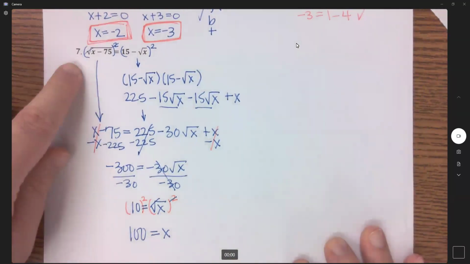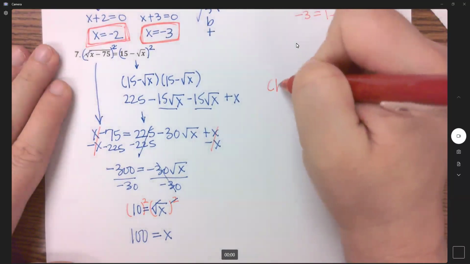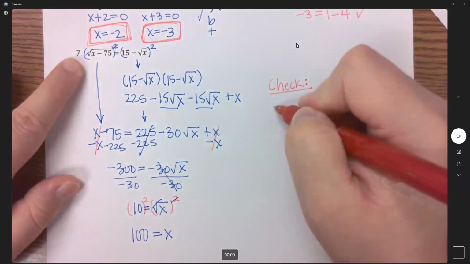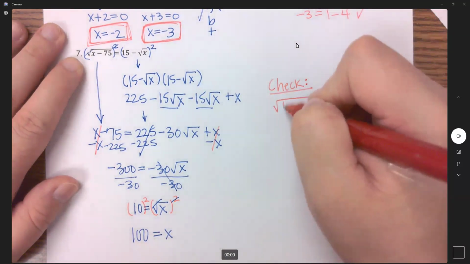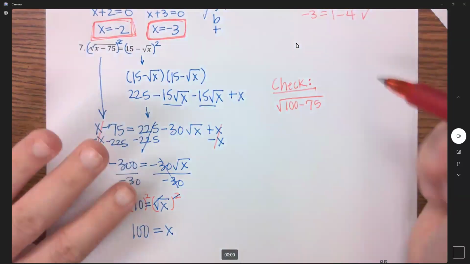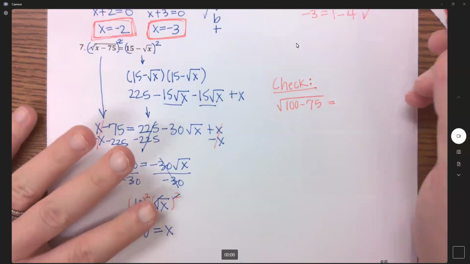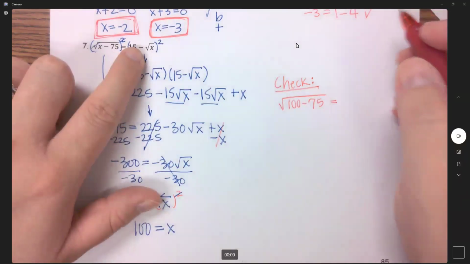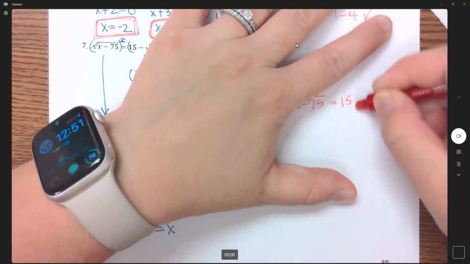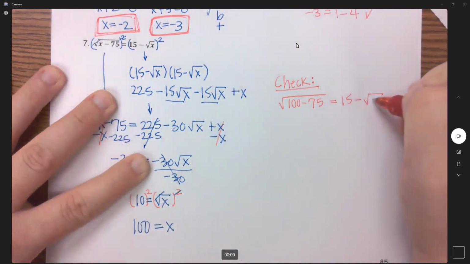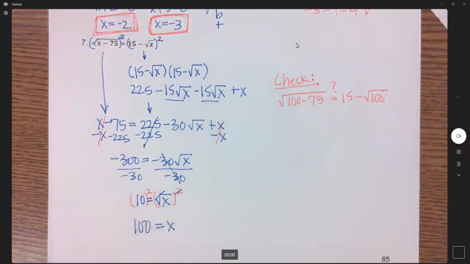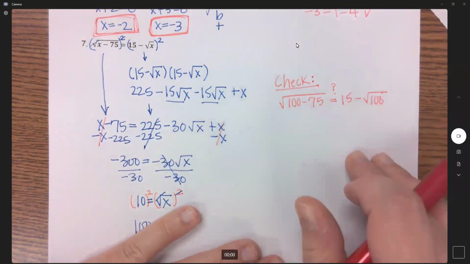Before I am done, I've got to check this in the original. So we'll have the square root of 100 minus 75. And I want to know, does it equal the other side? So 15 minus the square root of 100. Is the left equal to the right? So I'm going to simplify the left and then I'll come back to the right.